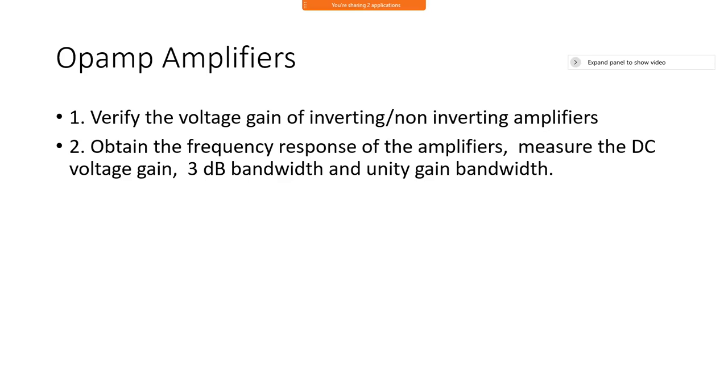Now, these are the things you should get after doing the op-amp amplifiers. You should be in a position to measure the DC gain. So these are the objectives while performing the experiment. Then you have to find the 3 dB bandwidth and the unity gain bandwidth. So first, what is 3 dB bandwidth, and then the unity gain bandwidth?